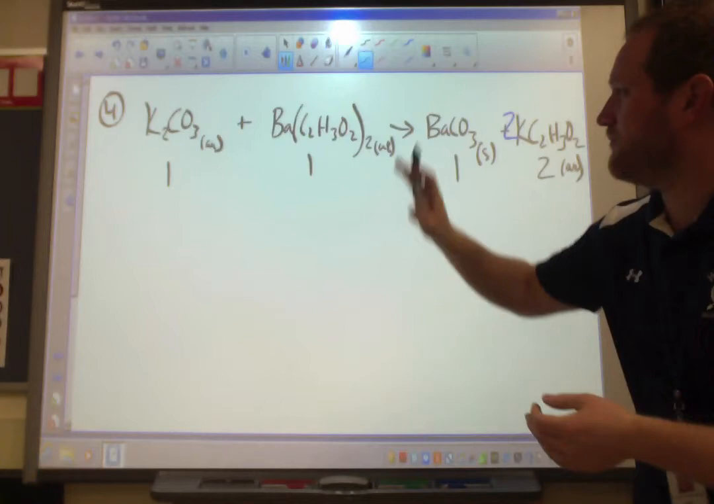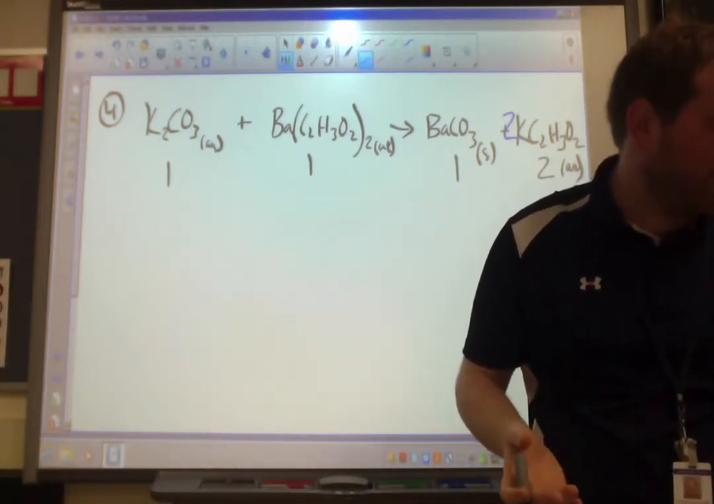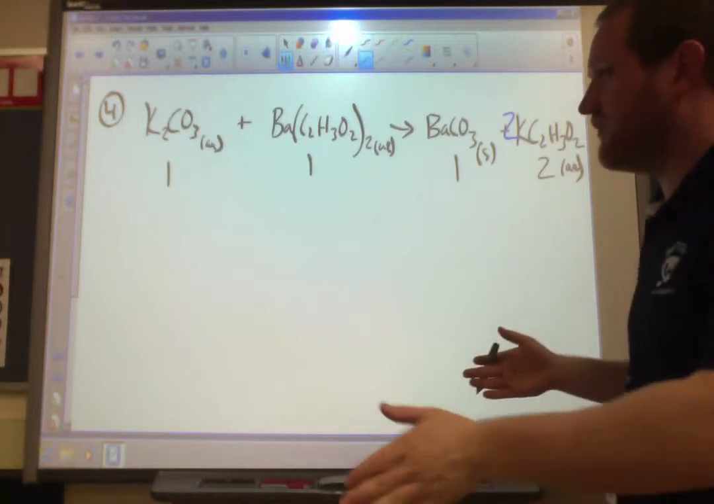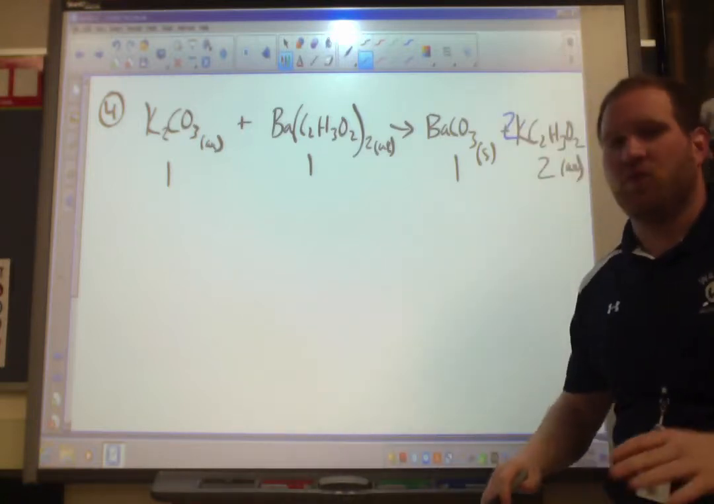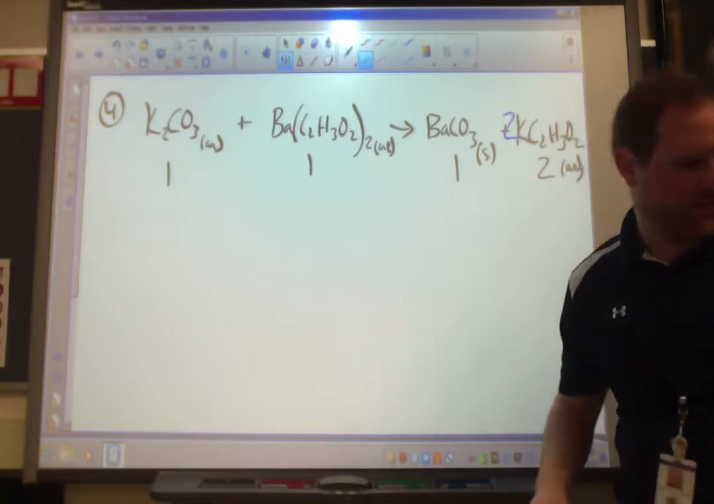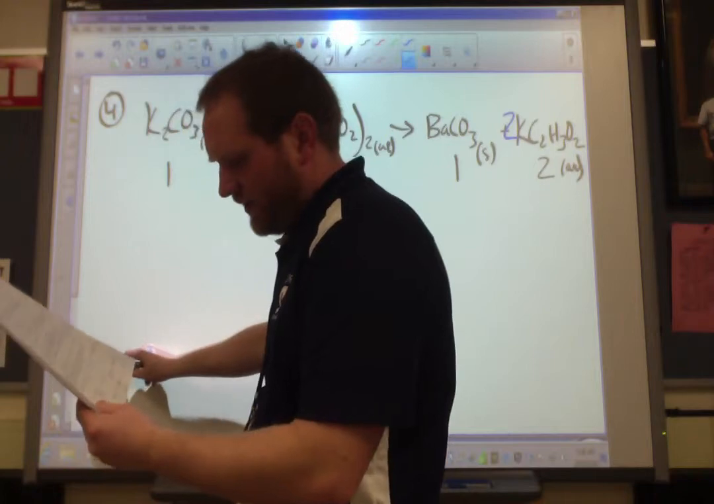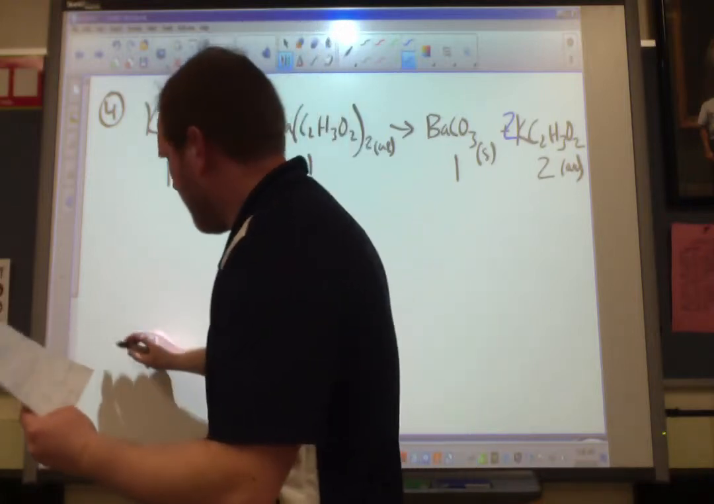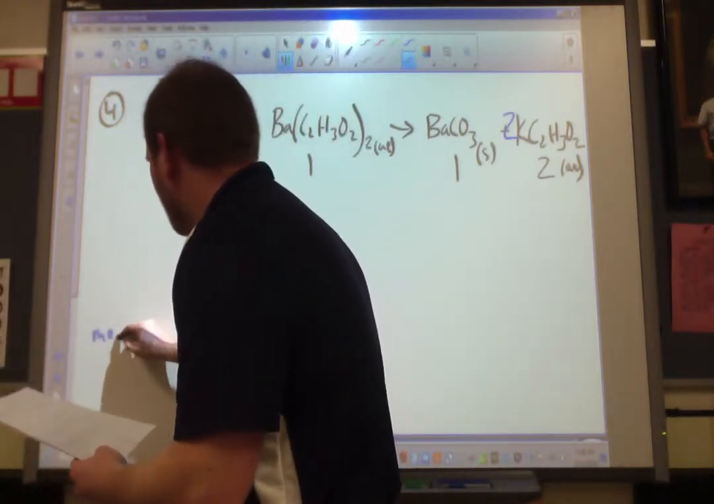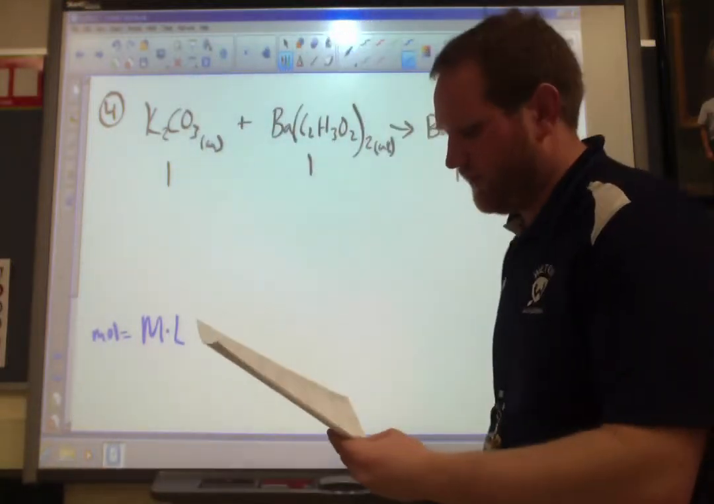So I have to find out how many moles of each of my reactants I have. So in this problem, I don't tell you grams, I'm telling you the volume of the molarity. And what you'll hopefully realize is this actually makes it easier because you don't have to deal with molar masses. Alright, so let's do the mole calculations down here. So moles equal molarity times liters. I'm just rearranging that original formula.